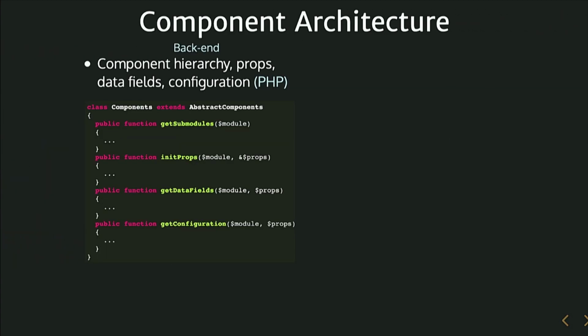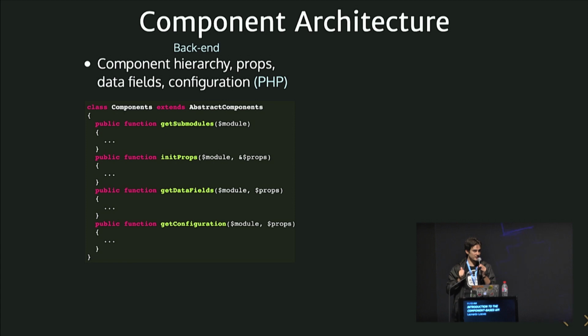How does this work? On the backend, we have the component hierarchy, which is how components relate to each other, like I'm wrapping this component and that component is wrapping that component. You have props, you have data fields, and you have the configuration. I have coded this in PHP. This is PHP code. You have the function get modules, which first defines the hierarchy of how components relate to each other. Then you have init props.